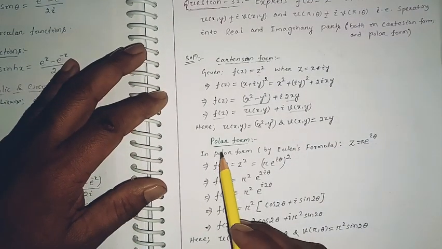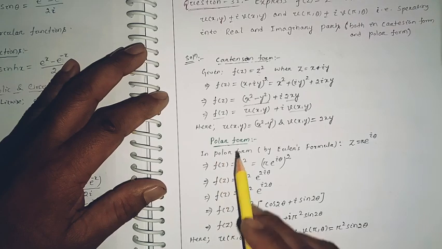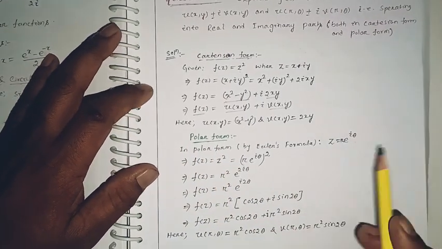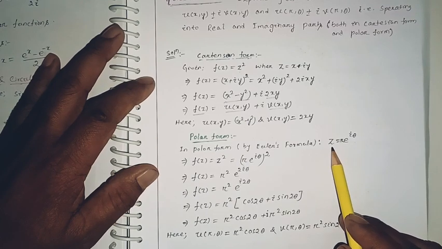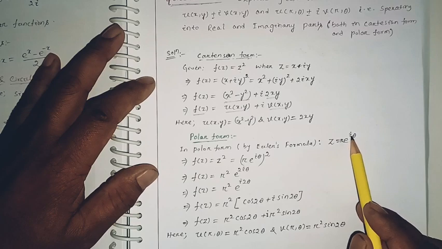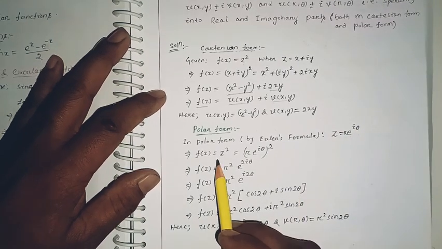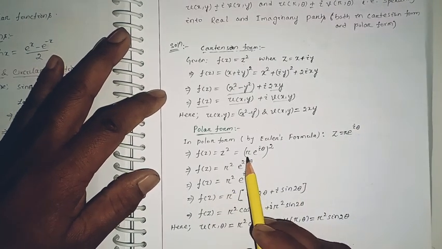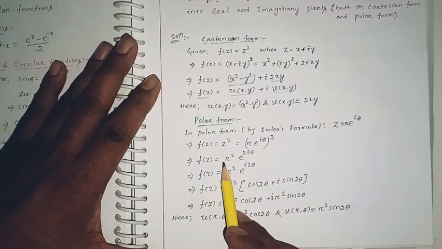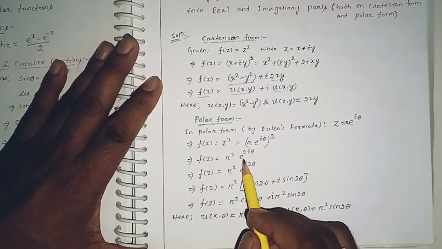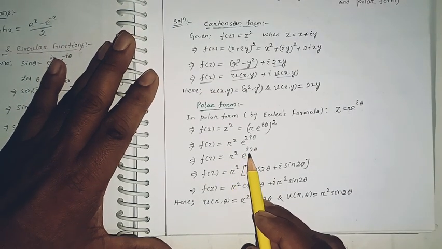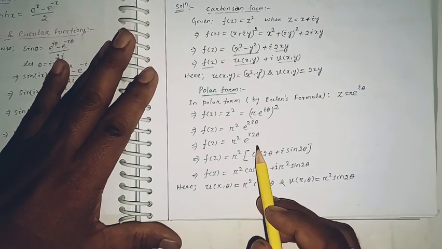Now we are going to evaluate the polar form. In polar form, by Euler's formula, we know that any complex number z can be written in this format, r e^(iθ). The given function is z², so we can write z² as (r e^(iθ))². So this will be r² e^(2iθ), that is r² e^(i2θ).